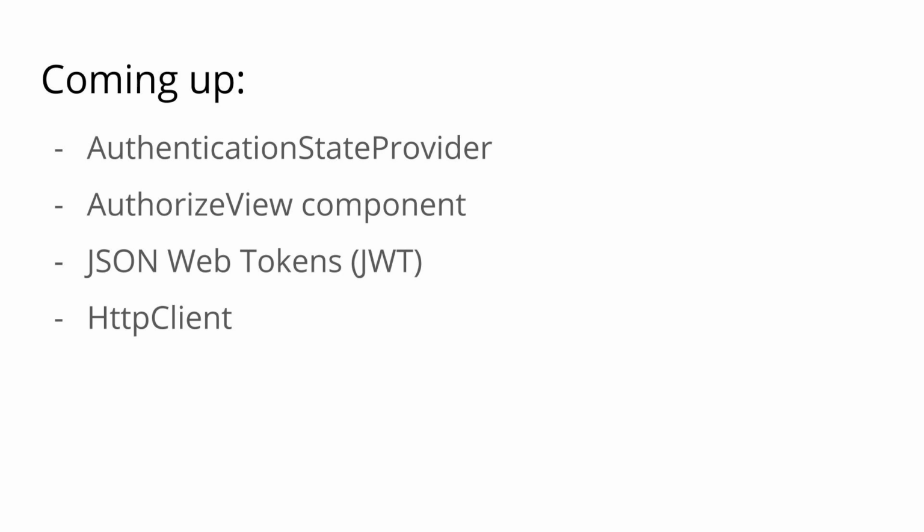Authentication is also very important, of course, so we will implement a custom authentication state provider and use the authorized view component to control access of authorized and unauthorized users. Don't worry, you will learn what all these things are along the way in this course. To authorize a user, we will use JSON Web Tokens and actually create that token later with a web service. We will call this service using an instance of the HTTP client class.